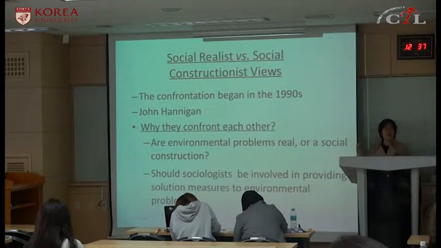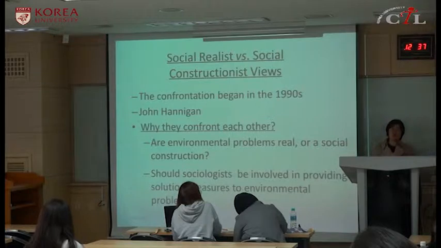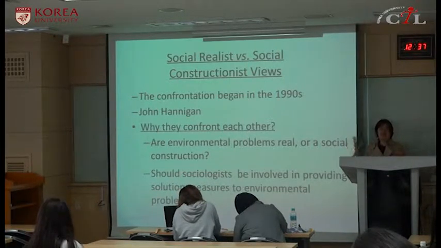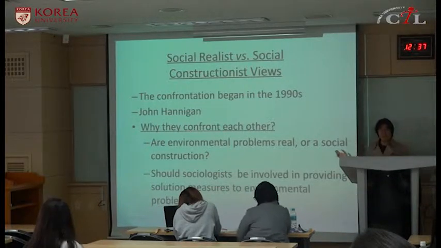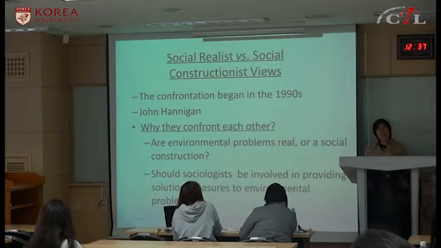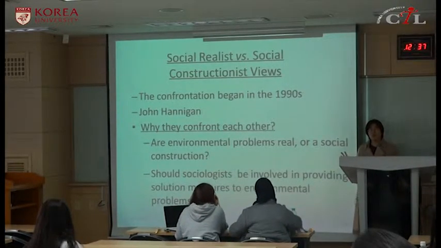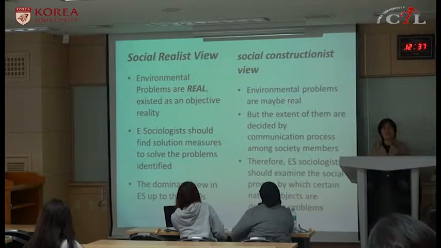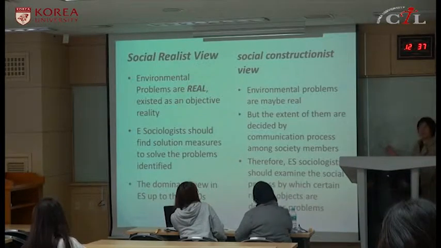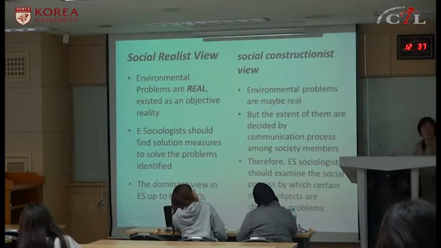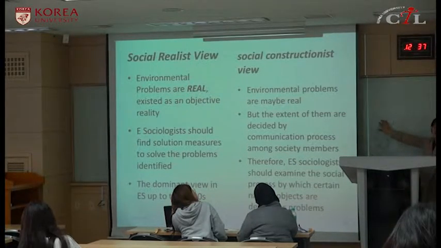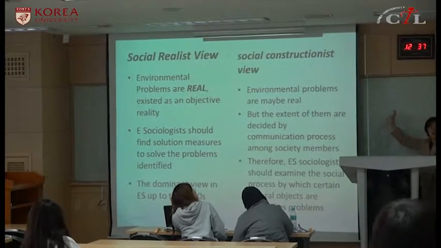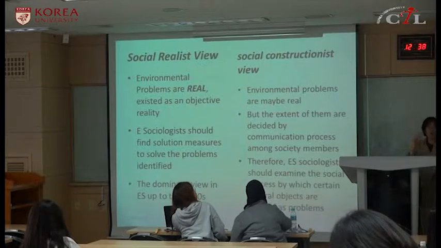After his book was published, for more than 5 years, journal articles carried a debate between John Hannigan and the social realists. Maybe that's why he became famous anyway. John Hannigan said, I'm not saying that environmental problems do not exist. Rather, I'm saying that we environmental sociologists have to examine the social process: why certain parts of the natural environment are considered by society members to have problems, and why certain parts are not shed any light as having problems. That's his major argument.